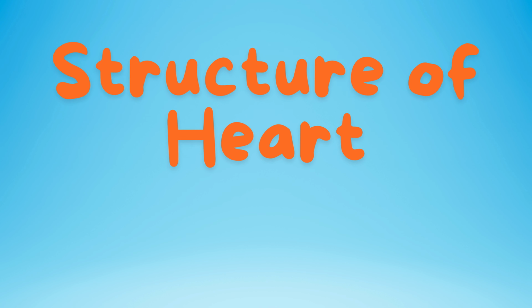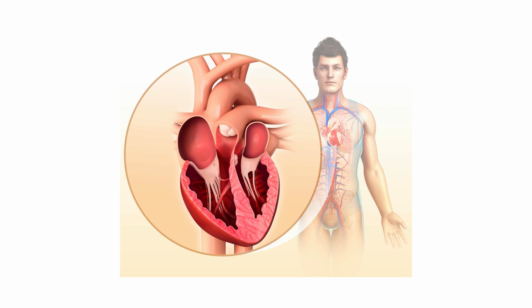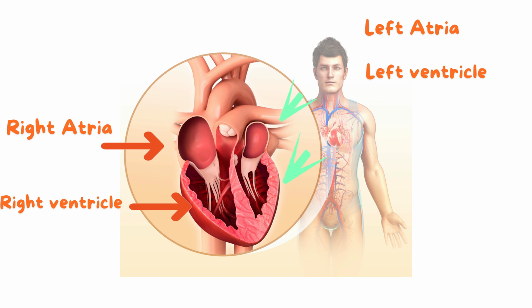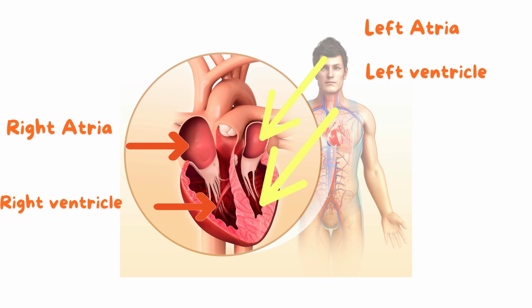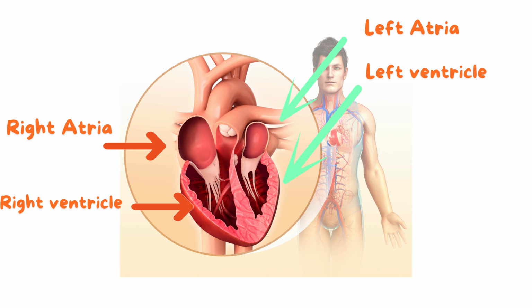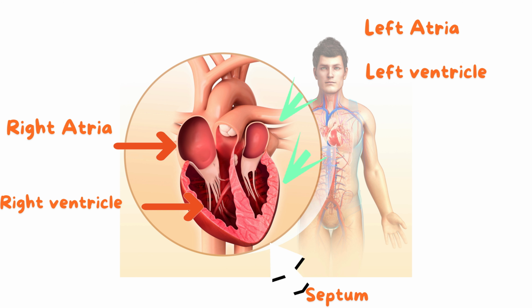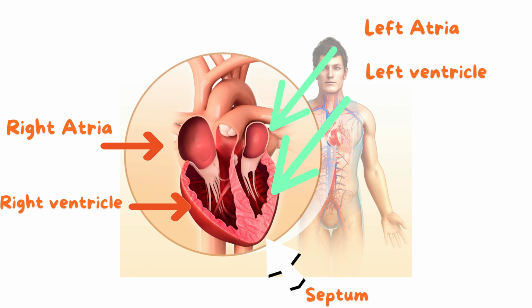Now let's discuss the structure of the heart. Your heart has 4 chambers. The upper chambers are called left and right atria, and the lower chambers are called left and right ventricles. A wall of muscles called the septum separates the left and right atria and the left and right ventricles.